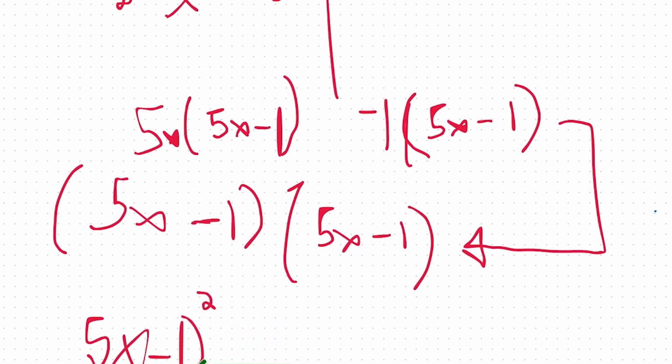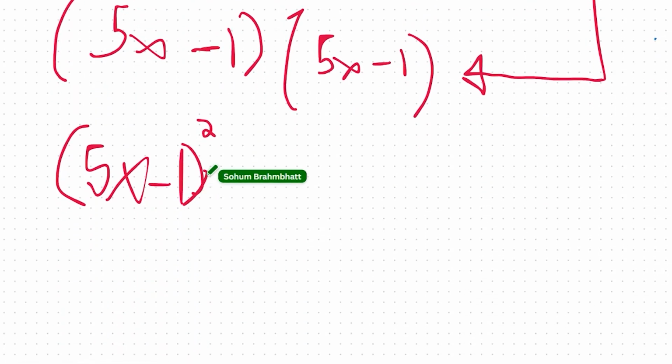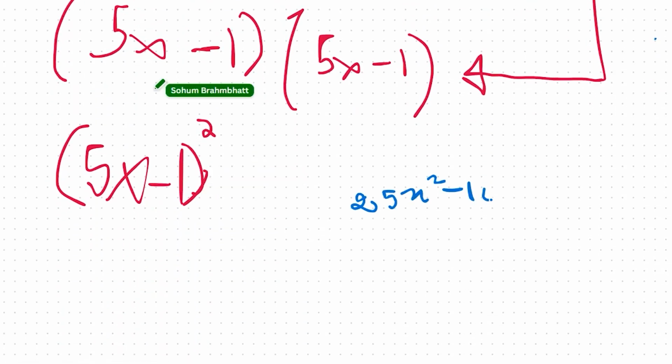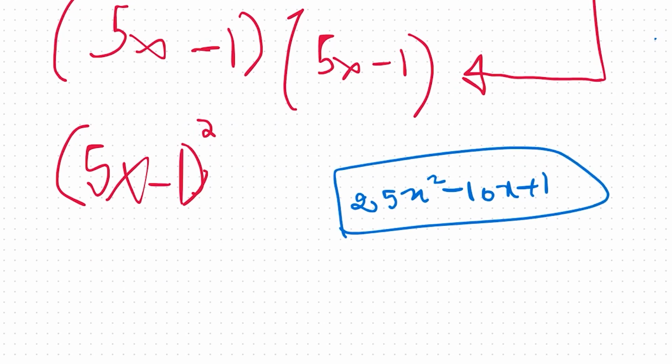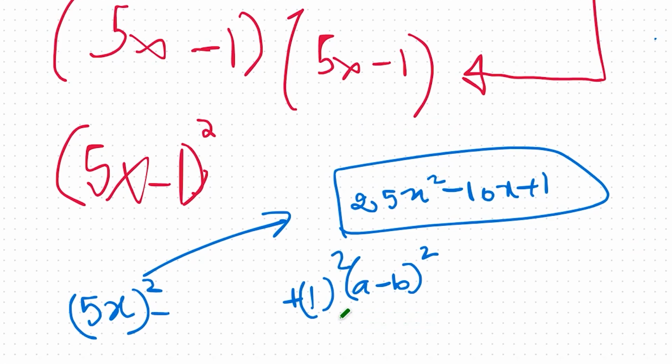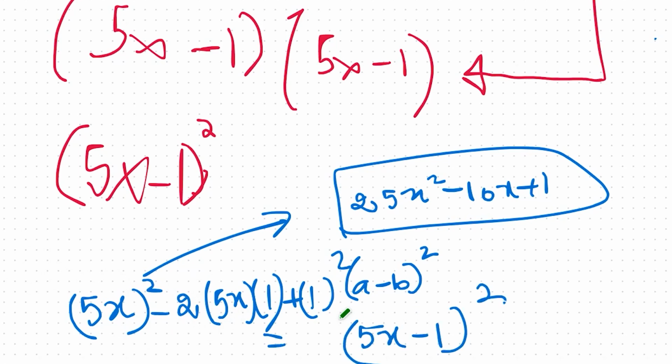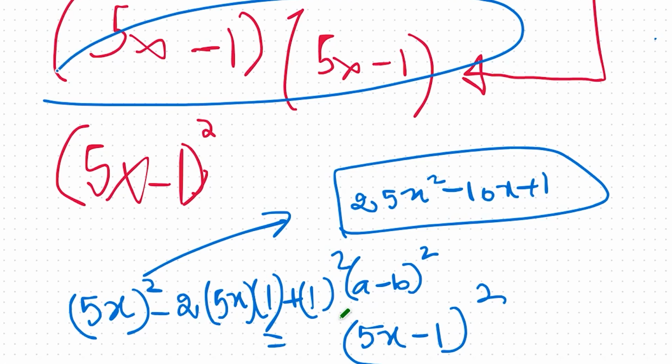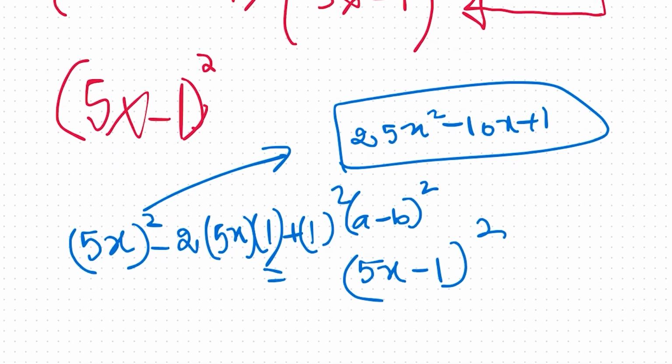So the question you saw, 25x square minus 10x plus 1, is actually the a minus b whole square formula. How to recognize that? 25x square is 5x whole square, plus 1 square, minus 2 into like this. So from here itself, we can directly write 5x minus 1 whole square instead of doing all this. Recognizing the formula is important, not just using the formula.